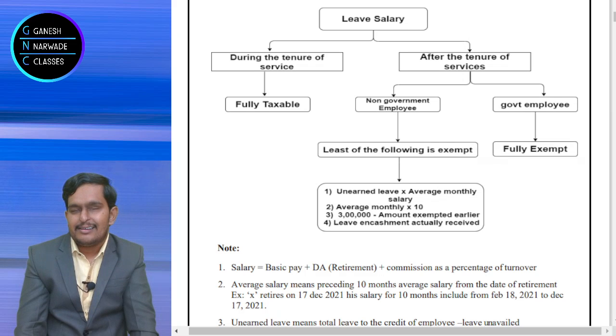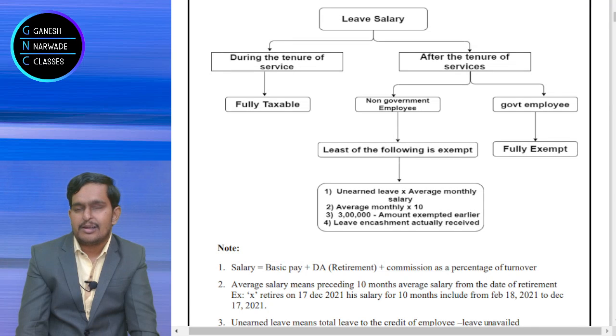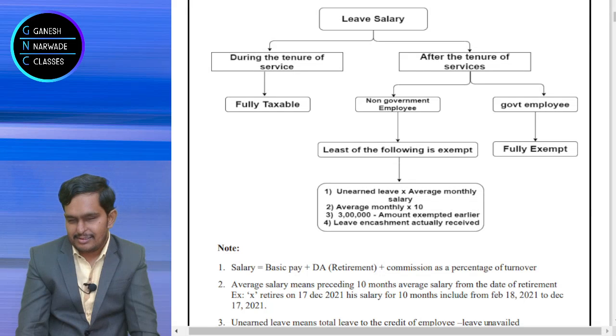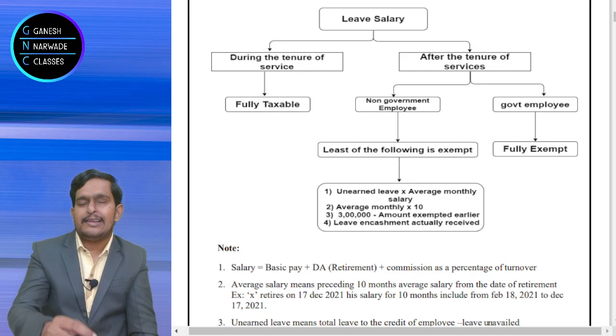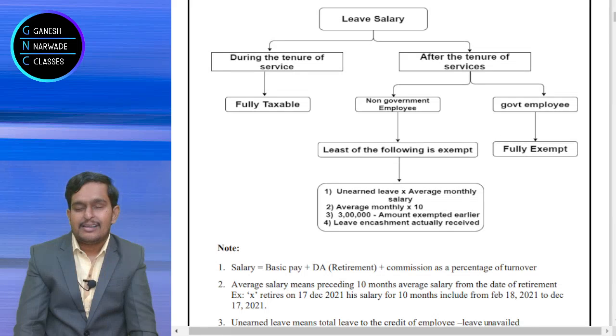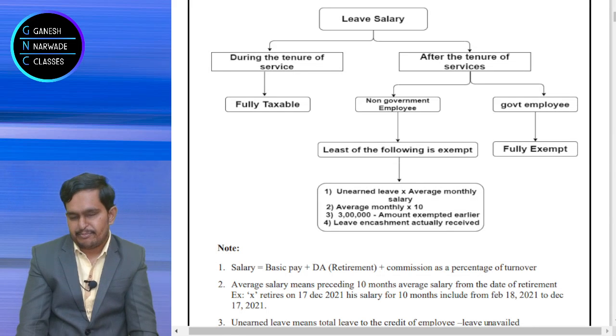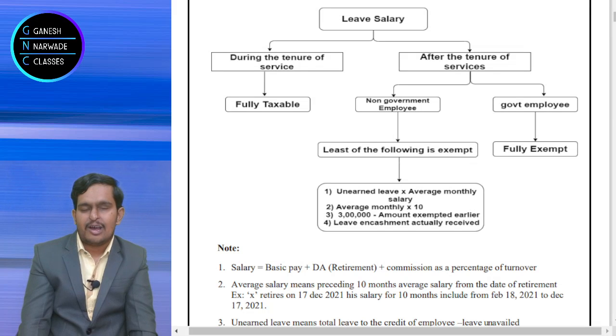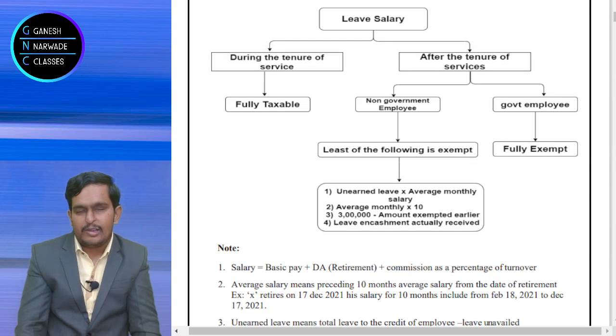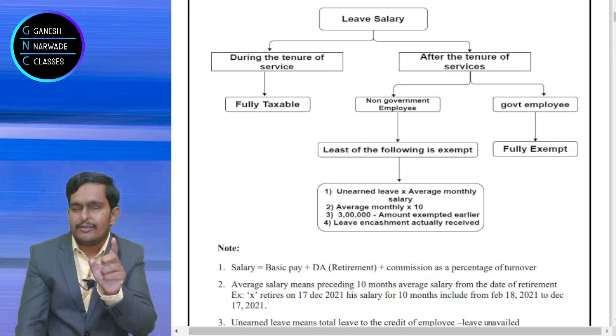Is it the same as the gratuity topic where it is not covered by the Gratuity Act? The answer is yes and no both. The salary definition is the same: basic pay, DA retirement, commission as a percentage of turnover. But the 10 months average is not the same. In gratuity, if somebody retires on December 17th, you leave the December month and calculate February to November, 10 full months before the month of retirement. So we ignore the month of retirement for gratuity not covered by the Gratuity Act.